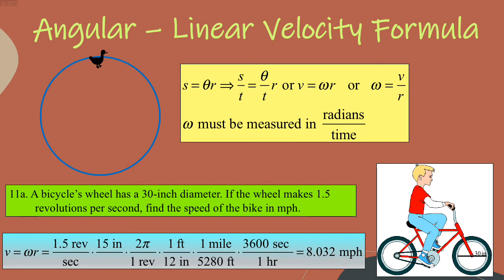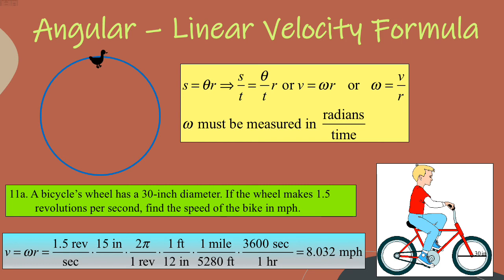Our first job is to change the revolutions per second to radians per second. We do that by multiplying by 2 pi over 1 revolution. Now the revolutions are gone and we are in radians. Now we must change our inches to miles. So we multiply by 1 foot over 12 inches, where the inches will cancel, and then 1 mile over 5,280 feet, and the feet will cancel.